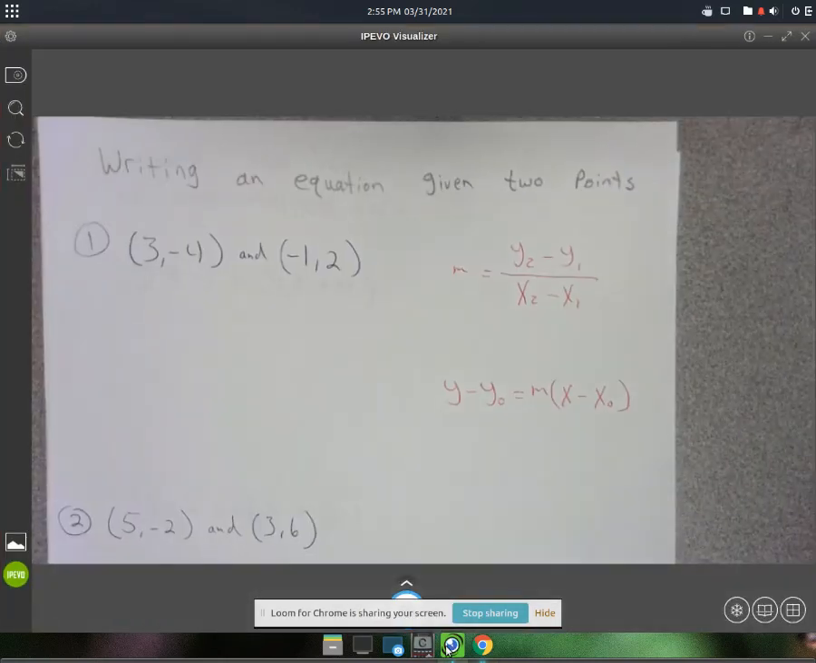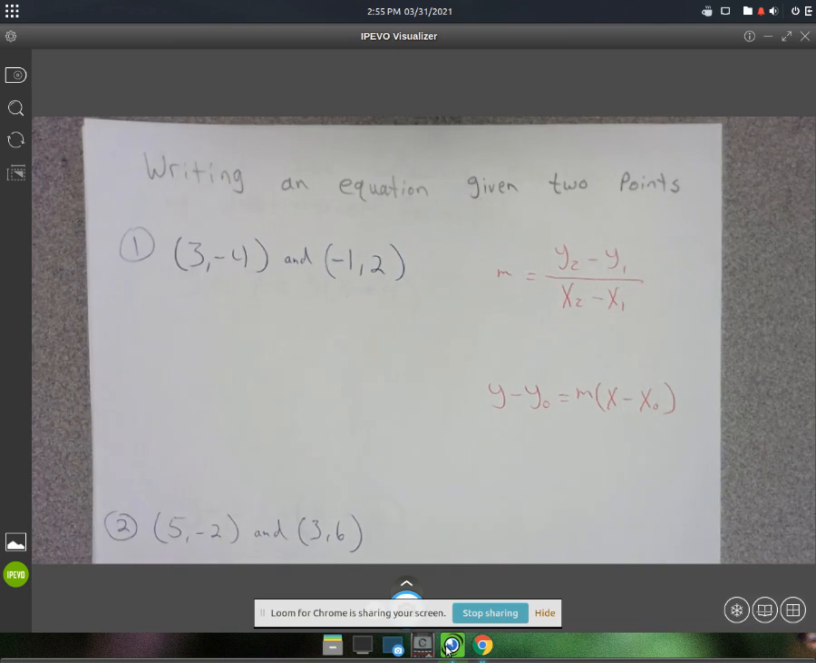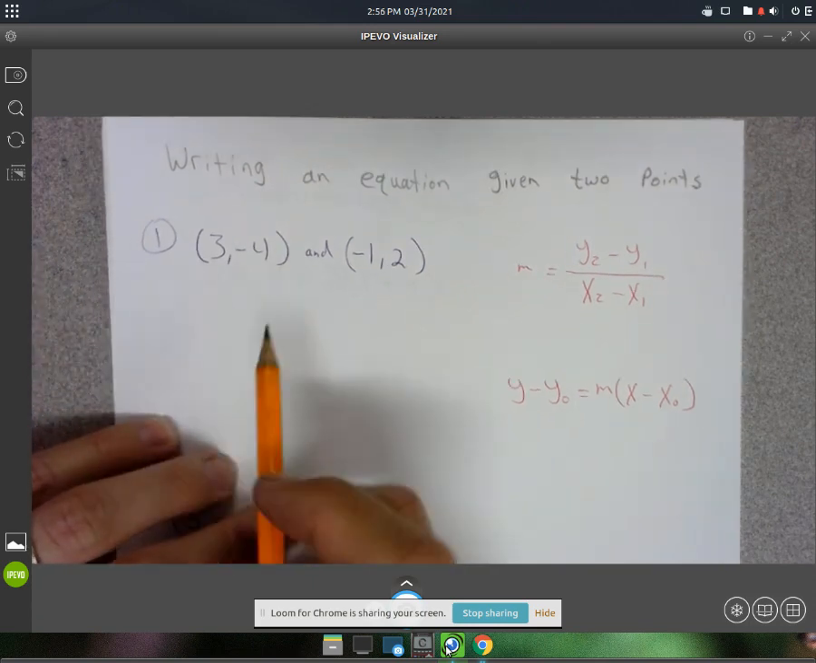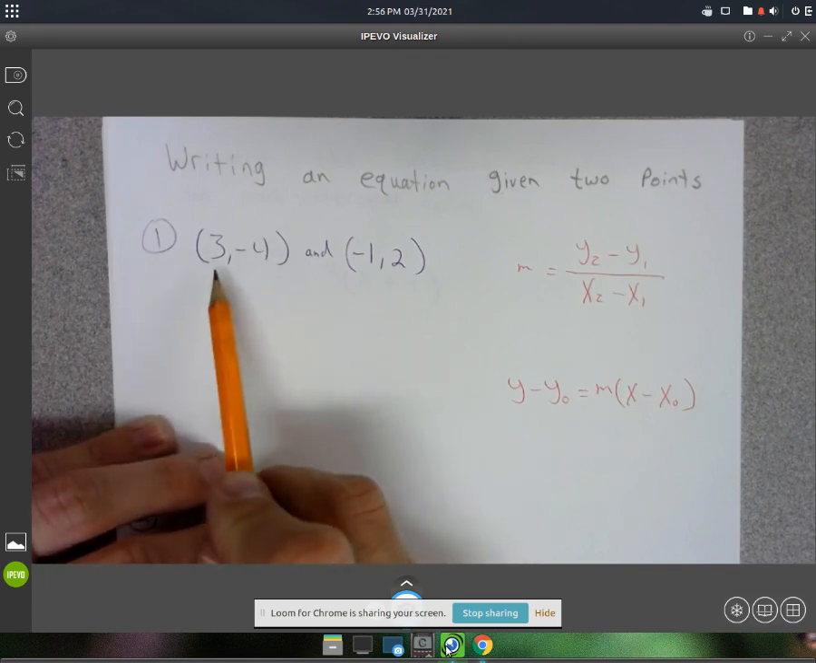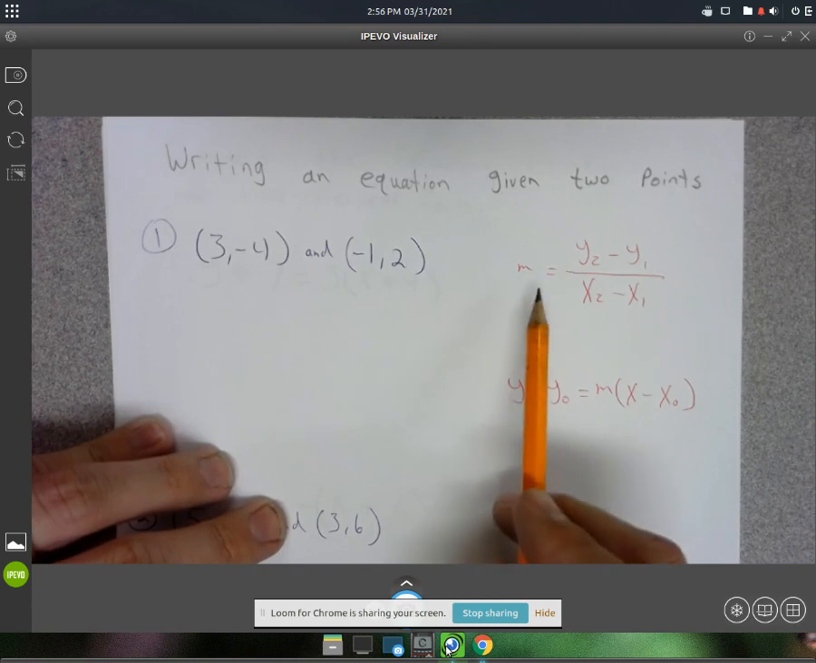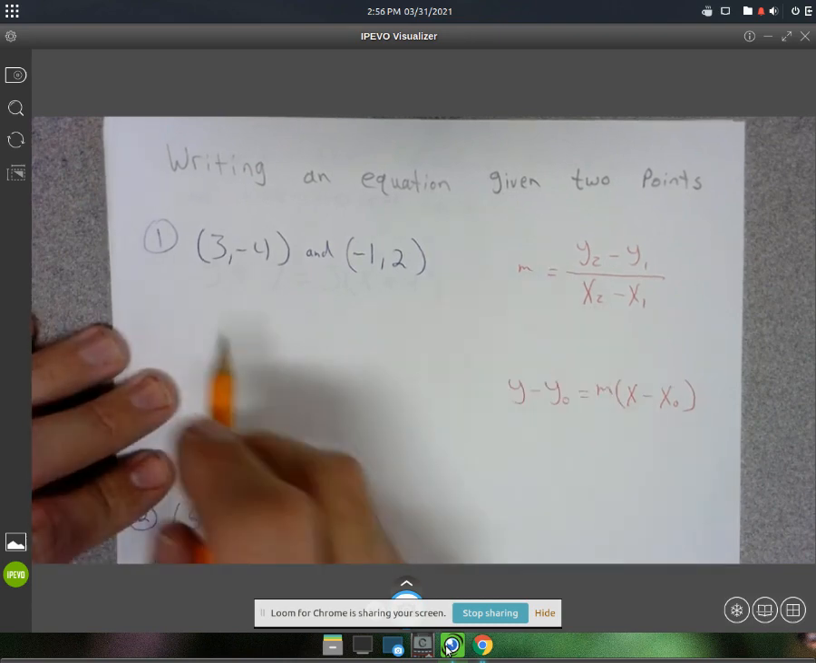All right. So I'm going to look at writing an equation given 2 points. This is actually way easier than the way that we had previously done it, but it is still going to start off the same. So you have the 2 points. The first thing you want to do is apply your slope formula to find the slope.